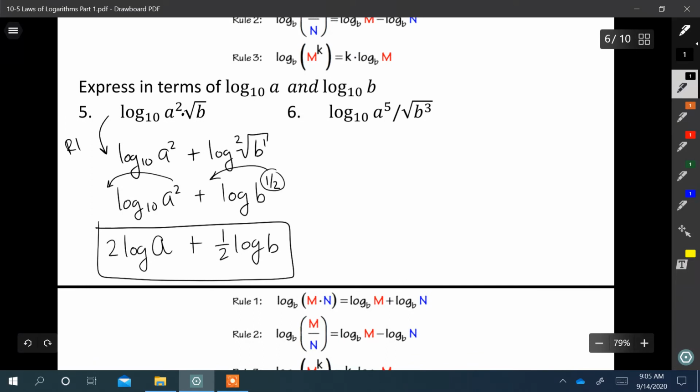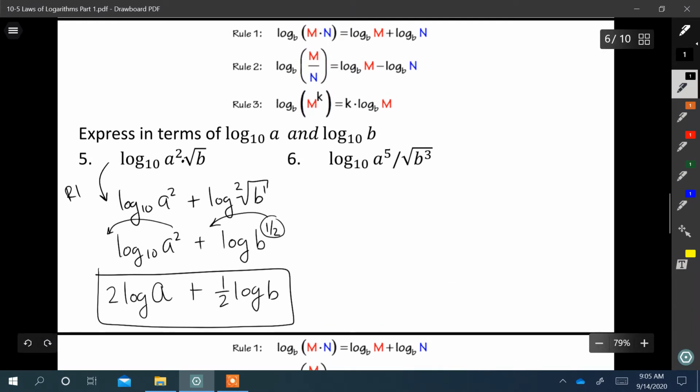Okay, on this one here, number 6, we're actually dividing. So let's do that. We're going to use rule number 2 now. And then we're going to have log of 10, a to the 5th, minus log of 10, square root of b to the 3rd.